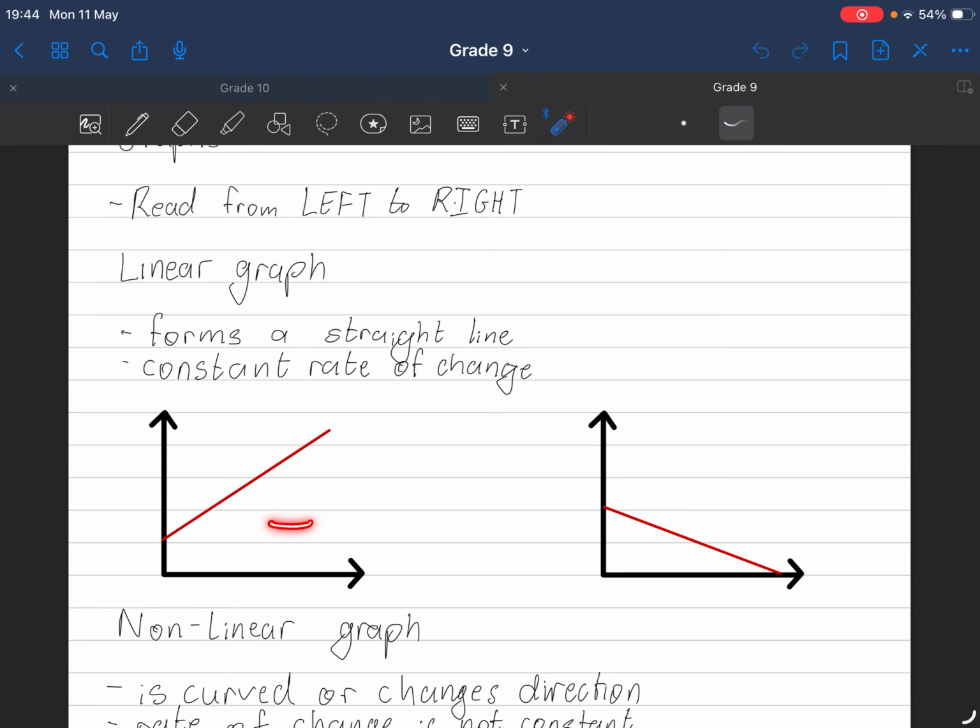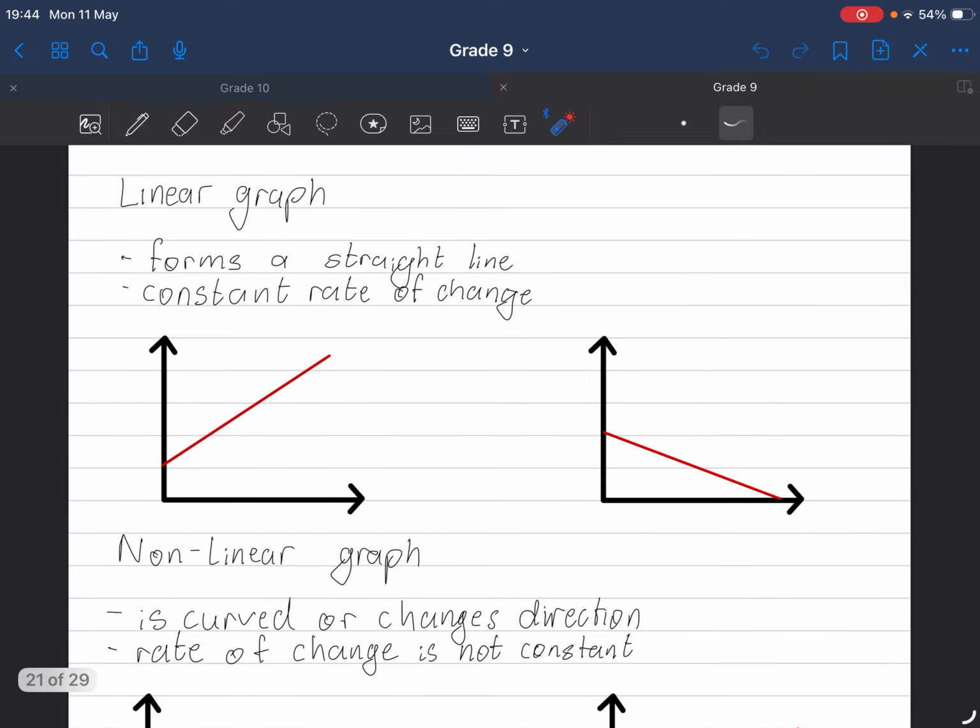So if the x increases by 2 each time, maybe the y increases by 3 each time, but every time it's 2 here, 3 there, 2 there, 3 there, and then you get that straight line plotted. So that's the constant rate of change. It's changing at the same rate.